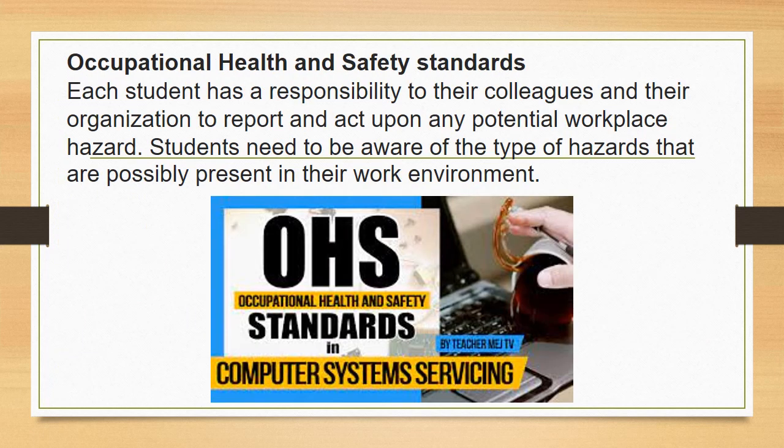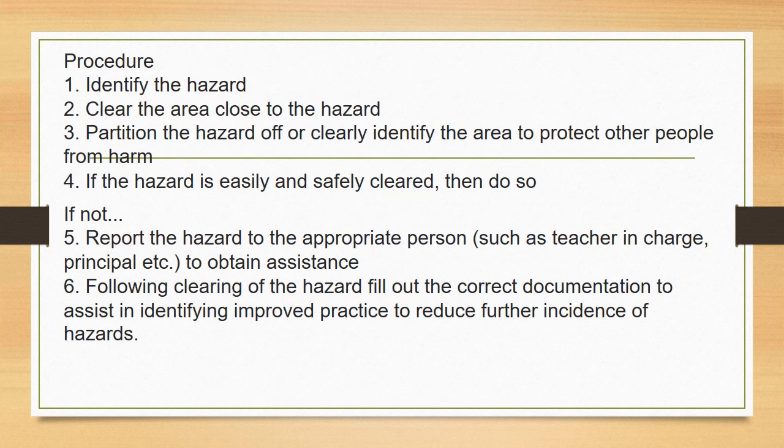Now let's proceed to Occupational Health and Safety Standards. Each student has a responsibility to their colleagues and their organization to report and act upon any potential workplace hazard. The student needs to be aware of the types of hazards that are possibly present in their work environment. This is the procedure for identifying a hazard. First, identify the hazard, and second, clear the area close to the hazard. Third, partition the hazard or clearly identify the area to protect other people from harm. Fourth, if the hazard is easily and safely cleared, then do so. If not, report the hazard to the appropriate person, such as the teacher in charge, principal, etc., to obtain assistance.